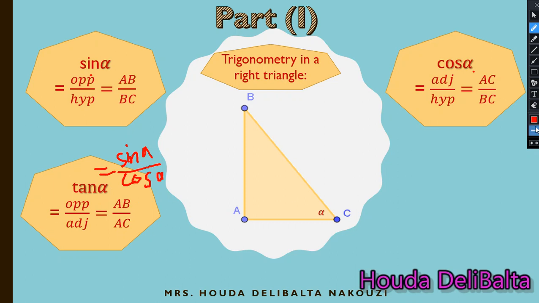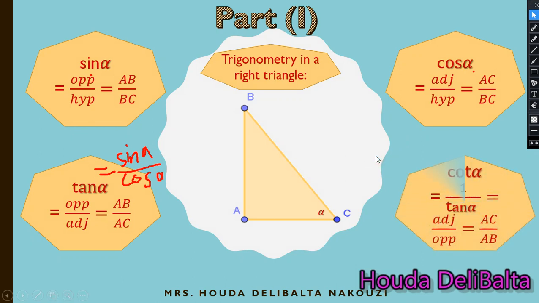Okay? Now let's talk about the final trigonometric relation, which is cotangent of alpha. Cotangent of alpha is actually the reciprocal of tangent alpha. So it is 1 over tangent alpha, then definitely it is adjacent over opposite. So cotangent alpha is the measurement of the adjacent side to alpha, which is here AC, over the opposite side of alpha, and definitely it is also equal to cosine alpha over sine alpha.